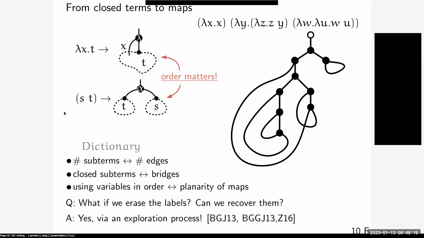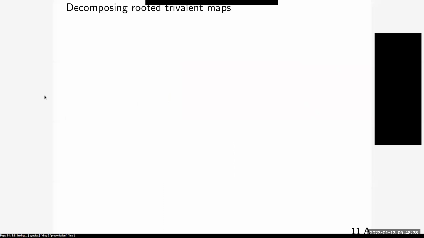Undecorated map. And the answer is yes, indeed, we can erase this label and recover them by an exploration process, which I described now for you. And so to describe this visitation process, decomposition process, I will show you how to decompose a rooted trivalent map first.